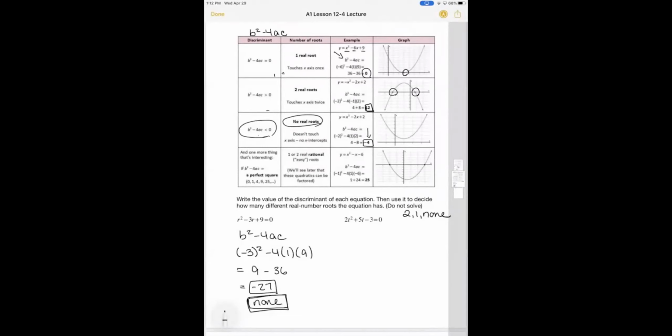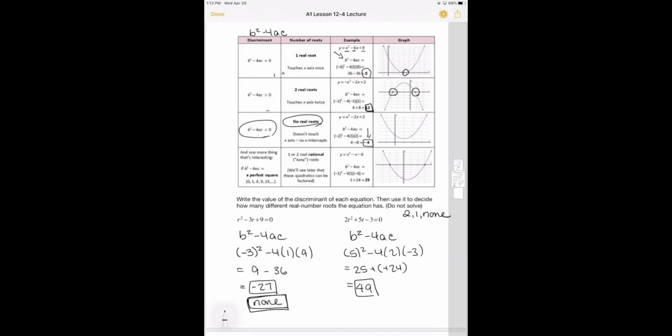All righty, let's go ahead and find the discriminant. B squared minus 4ac. Well, b is 5. I'm going to square that. Minus 4 times 2 times c. So I end up with 25 minus 4 times 2 is 8. 8 times negative 3 is negative 24. So I really have 25 plus 24. And so I am getting a discriminant of 49.